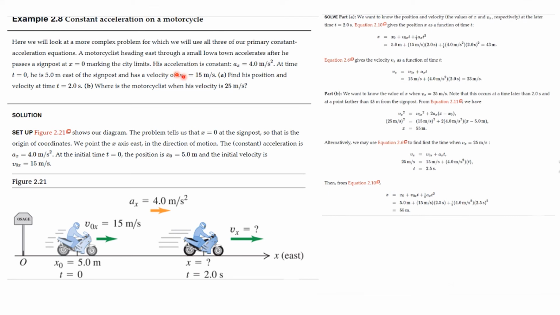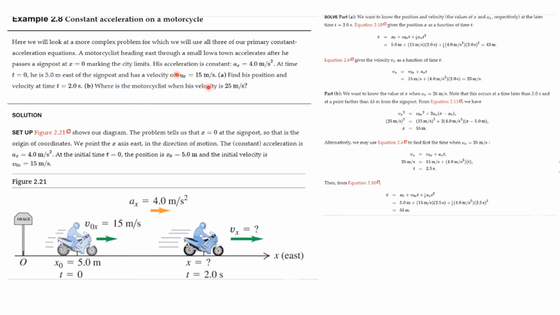Now we'll look at a more complex problem, and we'll use all three of our equations in doing this. A motorcyclist is traveling east through a small Iowa town and accelerates after he passes a signpost, and the signpost is here, so that's at time t equals 0. His acceleration is constant, 4 meters per second squared. At time 0, he is 5 meters east of the signpost. I guess he doesn't start accelerating there. He starts accelerating when he's 5 meters past the signpost. I apologize for that.